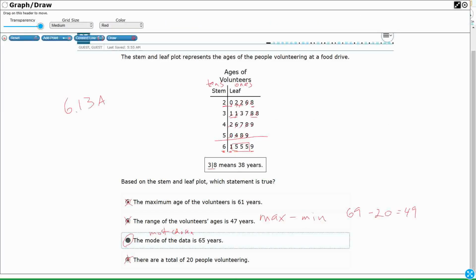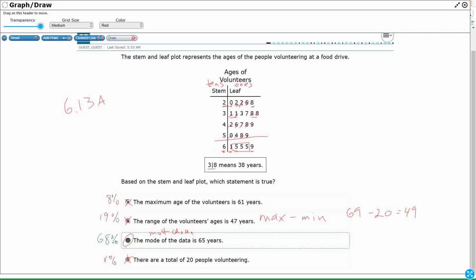And let's see how we did across the state of Texas. We did really well on that, actually. 68% got that correct, so well above that threshold of 60 that we're looking for. We had 8% choose A, 4% choose D, so that's just statistical noise. We had 19% choose B, so let's take a look at that, the range.